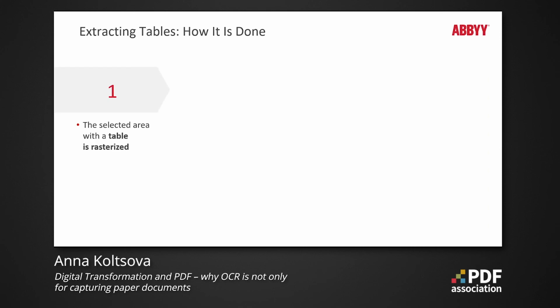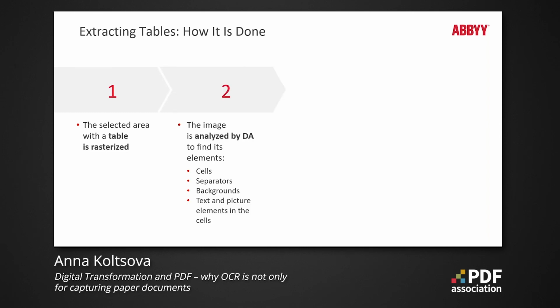Firstly, the selected area with the table is turned into an image. Then the image is analyzed by document analysis, which finds the table elements: cells, separators, backgrounds, text, and picture elements in the cell. Then we need the text itself. If the PDF text is good, it is taken from the PDF. If not, the text can also be OCR'd from the image.